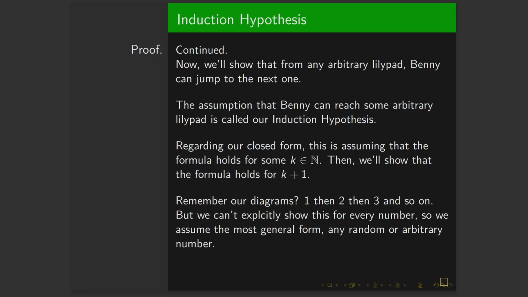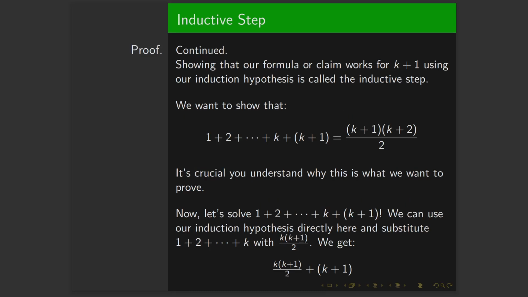Kind of like how we talk about even numbers, we can't show a property for every single even number, 2, 4, 6, 8, 10, and so on. We have to choose the most basic or general form that'll cover every single even number. So that's the form 2k. Right? But in this case, this is just going to be any natural number. Now we're going to show that our formula or claim works for k plus 1 using our induction hypothesis. This is called the inductive step.